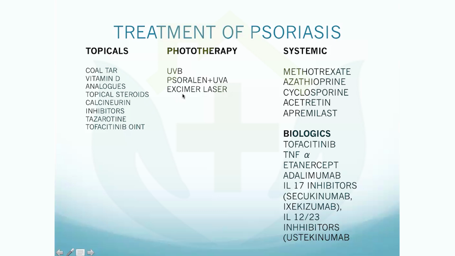And recently we have the excimer laser, which has been used in psoriasis, as well as in vitiligo. And systemic treatment is mainly with cytotoxics. Also, we have acitretin, which is a vitamin A analog retinoid. And apremilast is a phosphodiesterase inhibitor, which has been used in psoriasis. Among the biologics, tofacitinib, the tumor necrosis factor alpha inhibitors etanercept and adalimumab, the interleukin-17 inhibitors secukinumab and ixekizumab, and the interleukin 12-23 inhibitor ustekinumab have been used in psoriasis, and these are available in our country now.